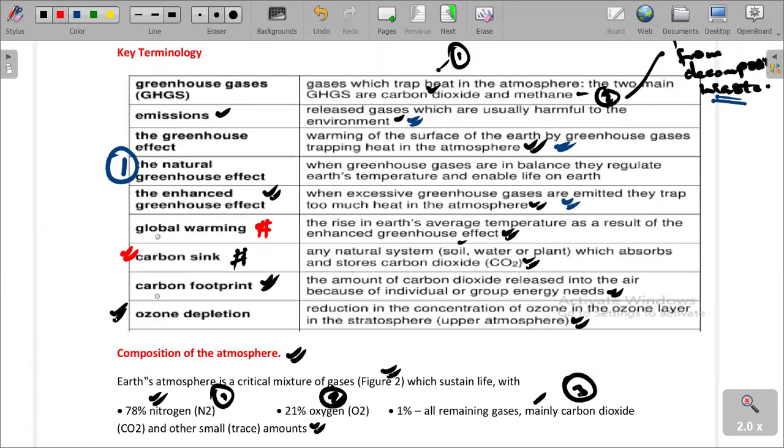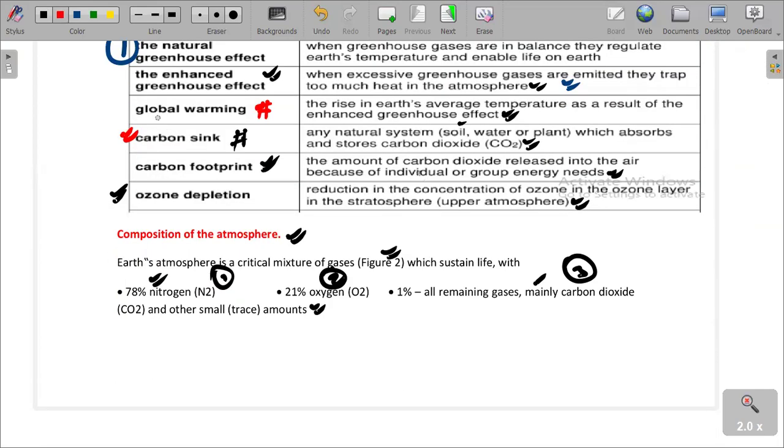And then ozone depletion, it's the reduction in the concentration of the ozone in the ozone layer in the stratosphere, which is also caused by pollution. Usually, we can refer to it as caused by air pollution in that regard.